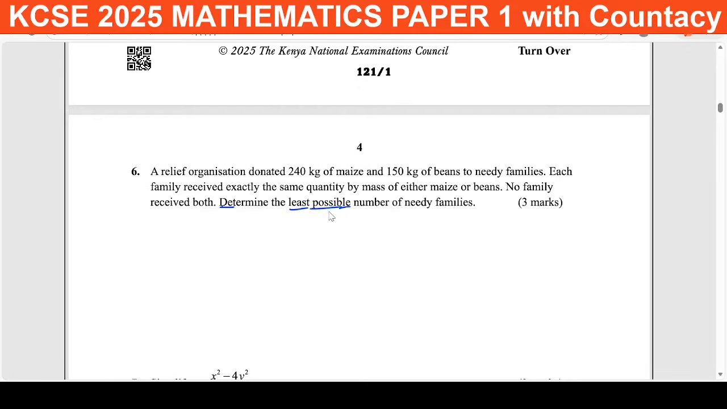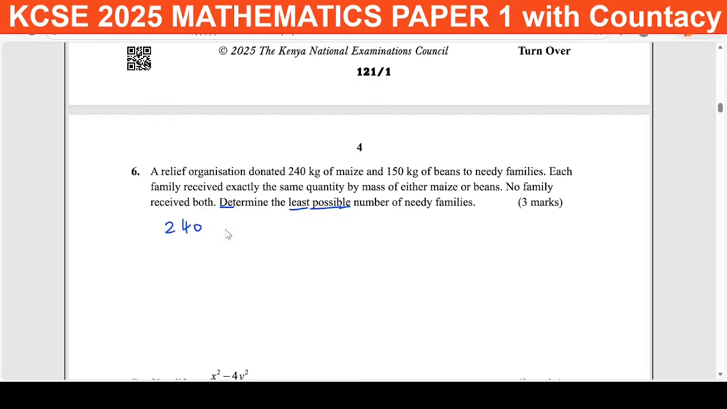This was testing your logic and how best you can reason in such a situation. You see, if we are really supposed to get the least possible number of needy families, then that implies that, so that we can get the least possible, we should be able to divide these numbers by their greatest divisor. And that is where the trick lay for this question. Therefore, this question required you to first find the greatest common divisor for both 240 kg and 150 kg. Let's go ahead and do that first, and then from there, I'll show you what to do next.